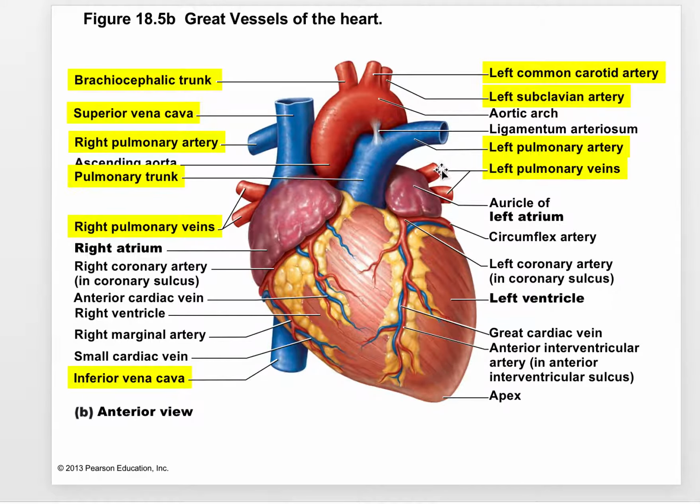It returns to the heart by way of the pulmonary veins. There's left pulmonary veins and right pulmonary veins. This goes into the left atrium, which then goes to the left ventricle, which is then pumped through the aorta to the rest of the body.